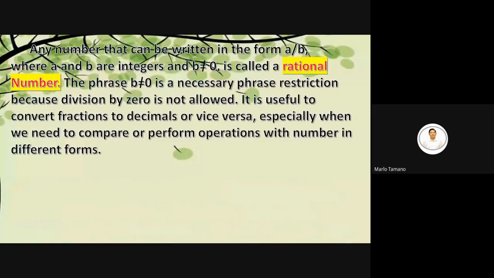Any number that can be written in the form A over B, where A and B are integers and B is not equal to 0, is called a rational number. So, when you say rational number, lahat po ng mga numbers na pwedeng isulat sa fraction. Remember, bawal po yung B na magiging 0. Kapag nangyari yon, yan po ay undefined. The phrase B is not equal to 0 is a necessary restriction because division by 0 is not allowed.